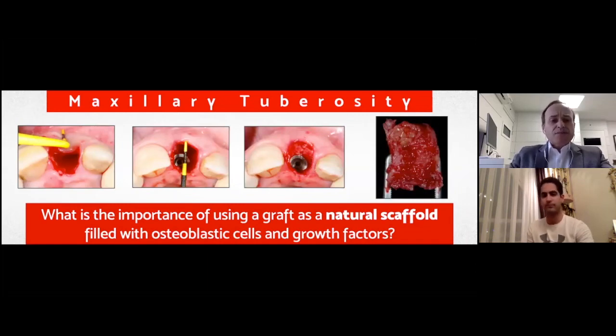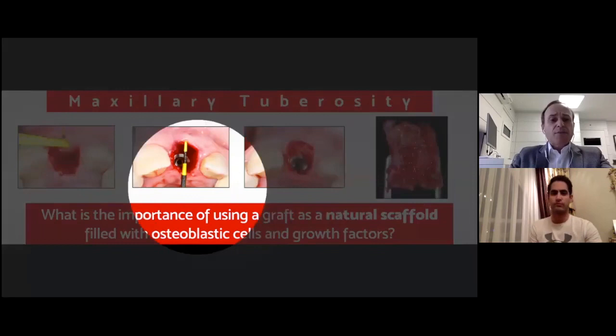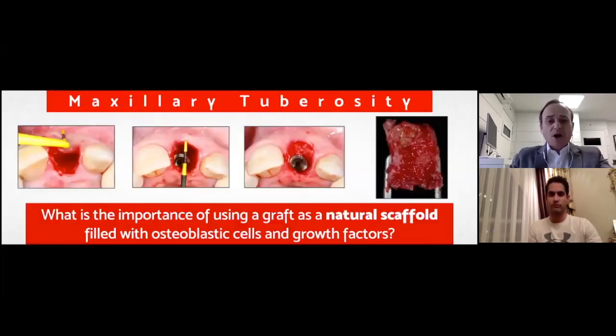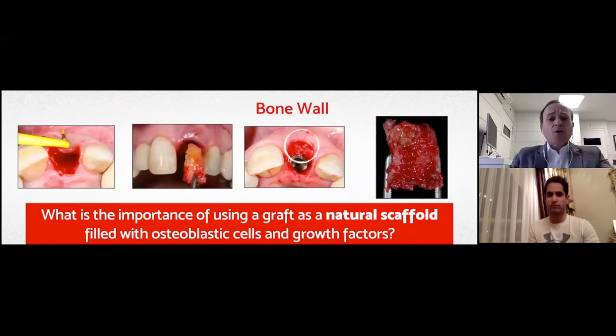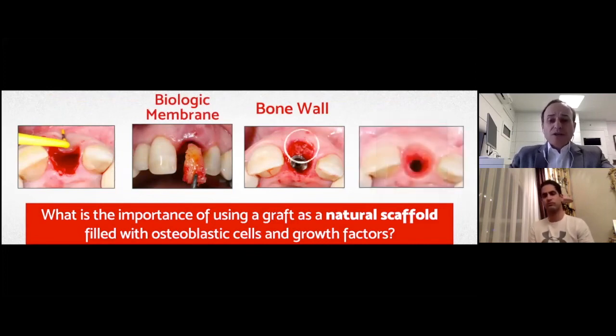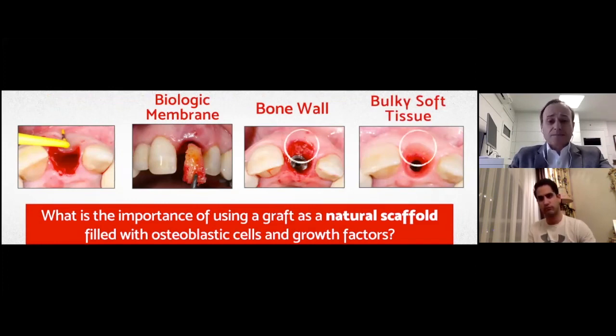Here you can see in the image on the left, the bone loss. The buccal wall is completely missing. But the question is, why not use a piece of bone as a new buccal wall, as a biological membrane in order to prevent cell competition between hard and soft tissue? The main goal of using this approach is to have a result like this, a bulky soft tissue along the months and especially along the years. This is what we were looking for such a long time.